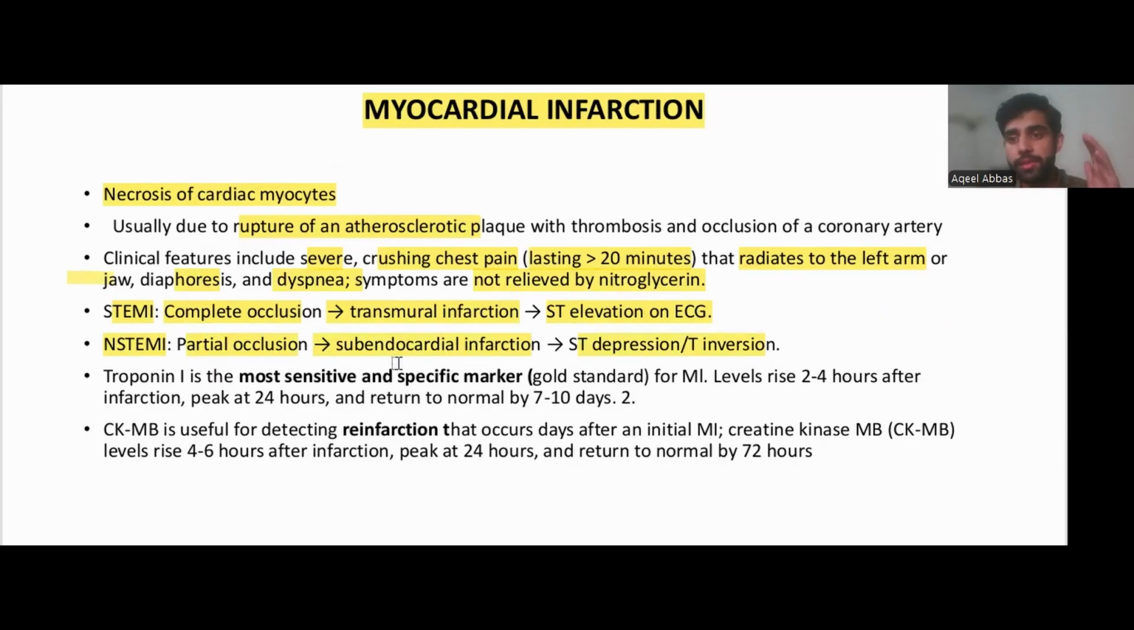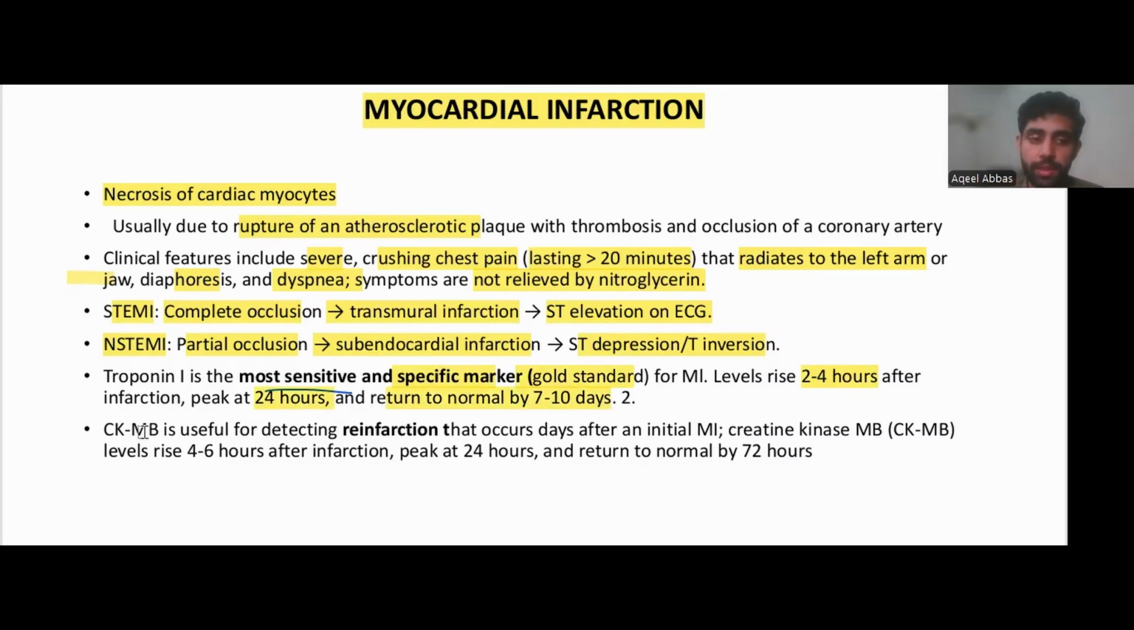Okay, so at this stage the cardiac myocytes have died, and their cell membranes have ruptured, so the cardiac enzymes have spilled into the bloodstream. So these spilled cardiac enzymes are used as a marker of ischemia. Troponin is one of these cardiac enzymes that are spilled into the bloodstream, and it is the most sensitive and the most specific of these enzymes, and it is the gold standard. So it rises within 2 to 4 hours, and it peaks in 24 hours, and then it returns back to normal in 7 to 10 days.